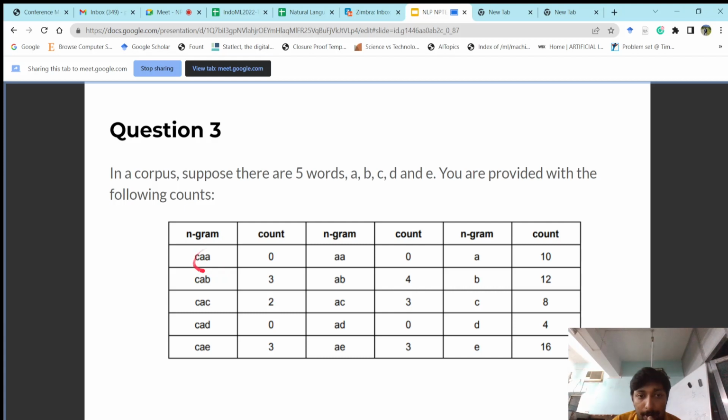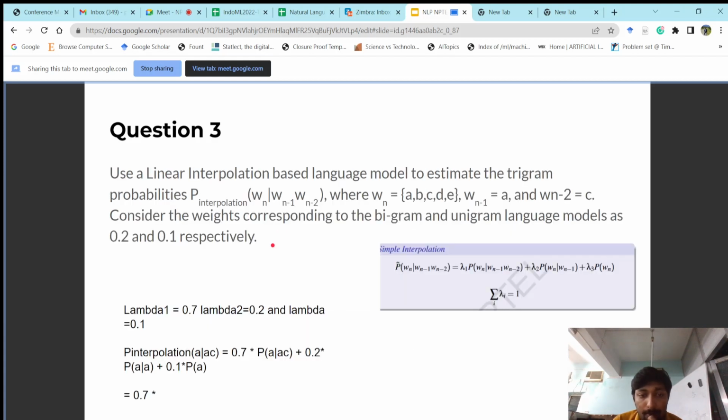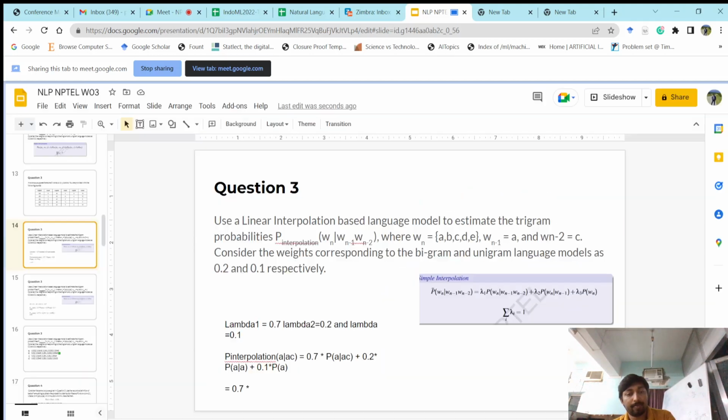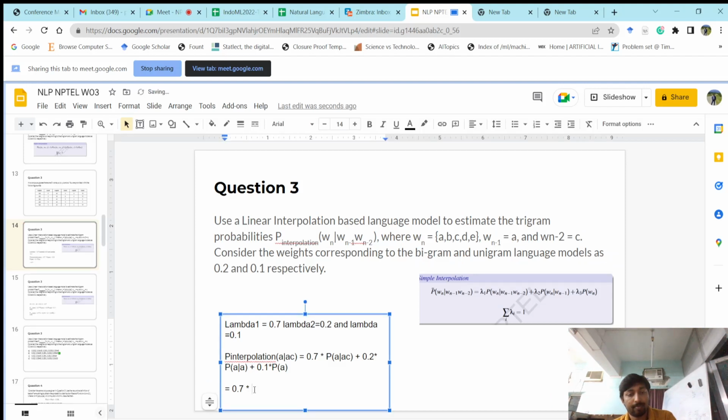Yeah, so this is the word we are looking at, and its count is 0. So what will be this value? The A given AC. That would be 0. So whatever the denominator, it is not important. Then 0.2 into A given A.